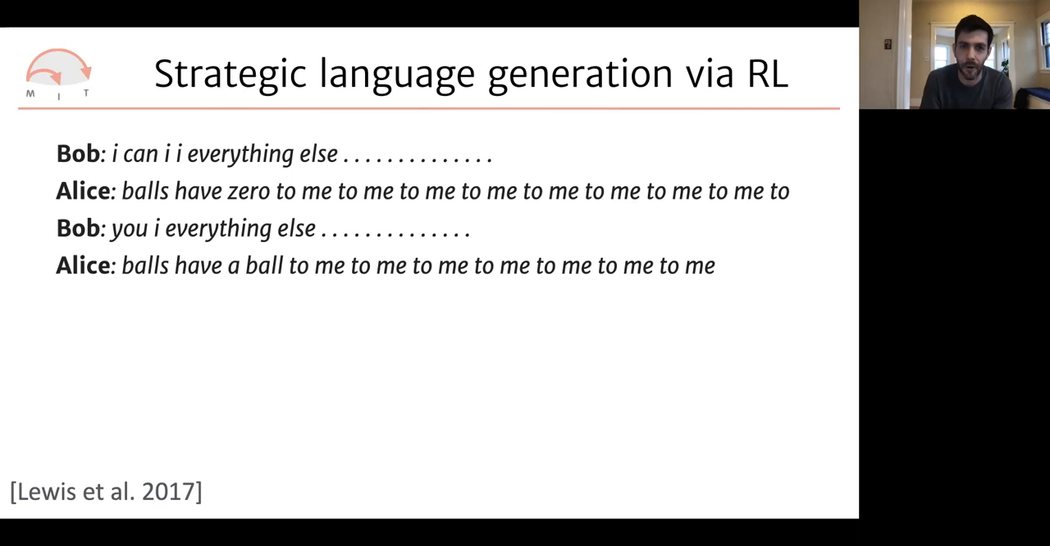And what you get out are dialogues that look like this, where agent 1 says, "I can, I, everything else." Agent 2 says, "Balls have 0, to me, to me, to me."